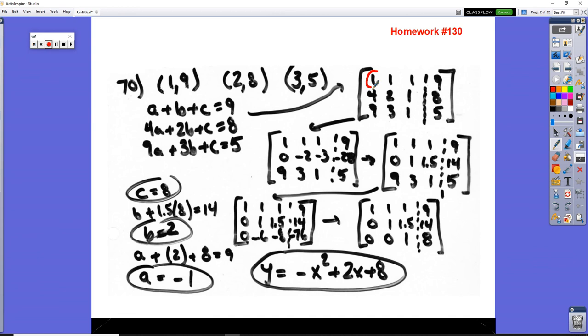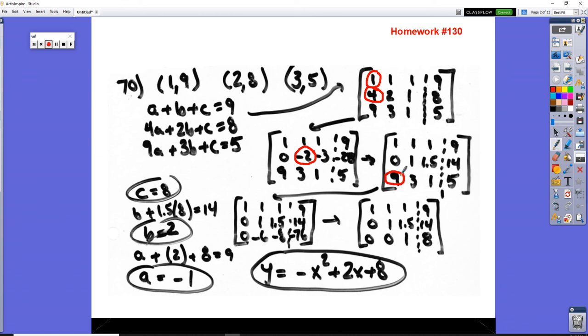You want to get the top left corner to be a 1. It is. Then you want to get rid of the 4 that's in the second row in the first spot. And you're going to do that by multiplying the top row by -4 and adding it with the middle. That's going to give you 0, -2, -3, -28. You then want to turn the -2 right here into a 1. So you'll be dividing this entire row by -2. That's going to give you 0, 1, 1.5, 14 in the middle row.